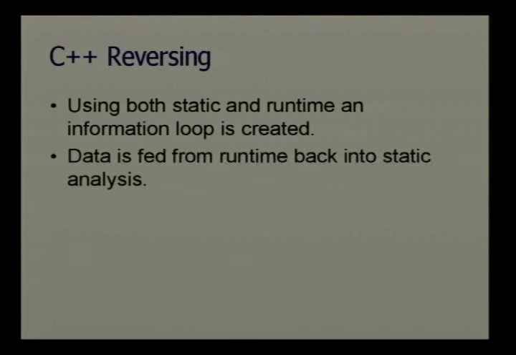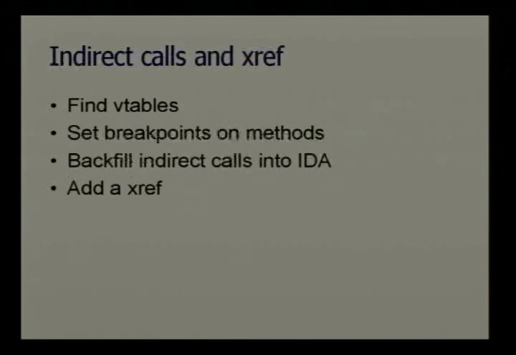One example where this would be useful is C++ reversing. C++ is a pain in the ass. You have vtables, you have indirect calls, you have all this stuff. So if we use both the static and the runtime analysis and feed it back, creating this constant loop, we can know where these indirect calls are going. You just trace it back. And we create cross-references, as we'll see.